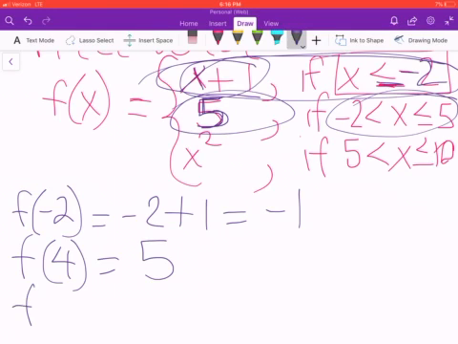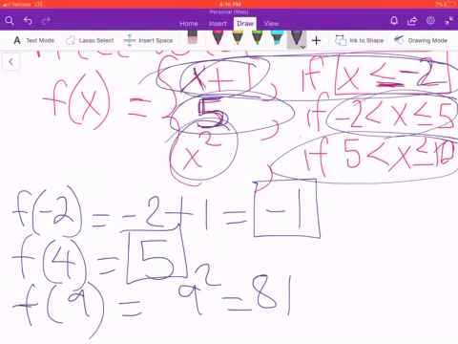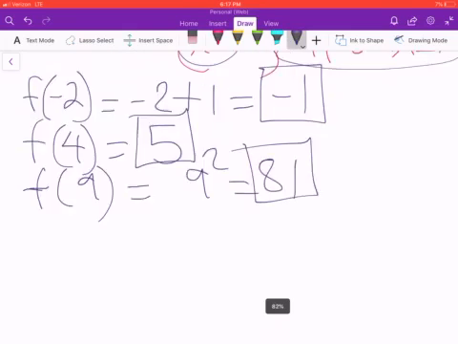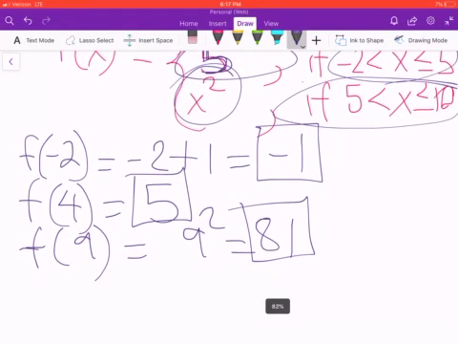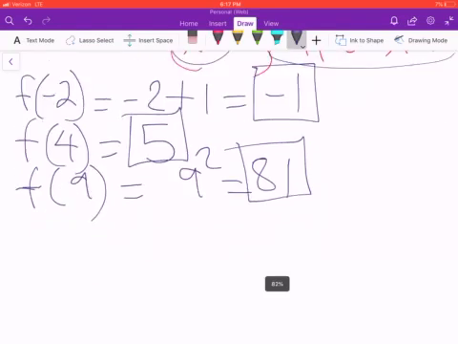Now let's say that I ask you, find me f of 9. So we know 9 is between here because it's less than 10. So then we will use this rule of the function. So 9 squared, 81. You should only have one answer for every x value because this is a function, and remember, you can only have one y value related to it. If you have more than one, it's wrong, and if you do not give me only one answer, I will not give you any points for it.